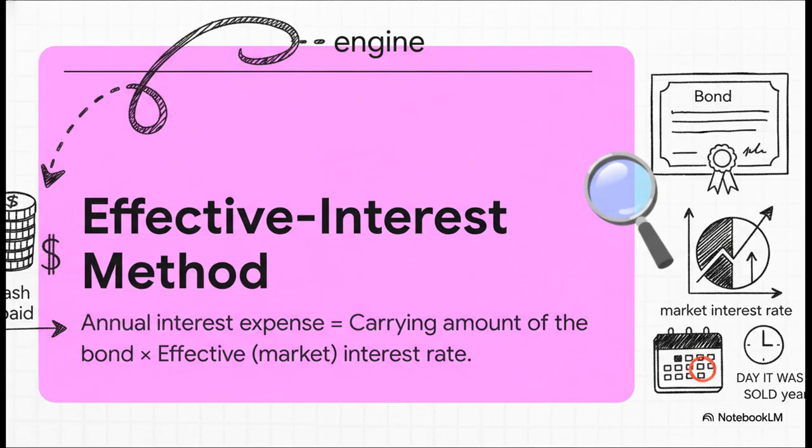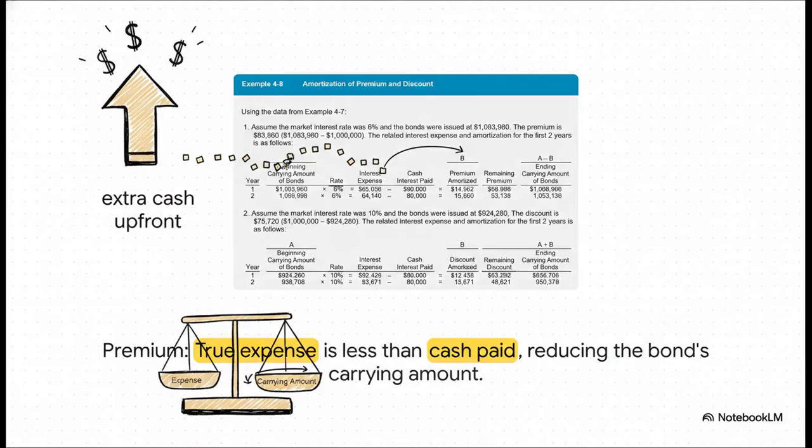The true interest expense for the year isn't the cash paid out. Nope. It's the bond's value on the books, its carrying amount, multiplied by the market interest rate from the day the bond was first sold. Let's see this in action with a premium. So in this case, the company offered a sweet 8% rate when the market only wanted 6%. Because it was such a good deal, they got extra cash up front. But their true interest expense is calculated using that lower 6% market rate.